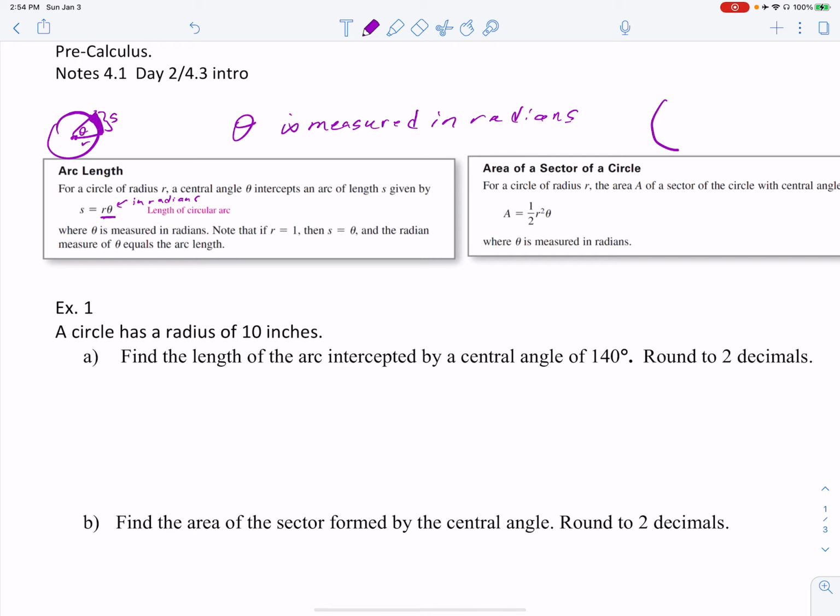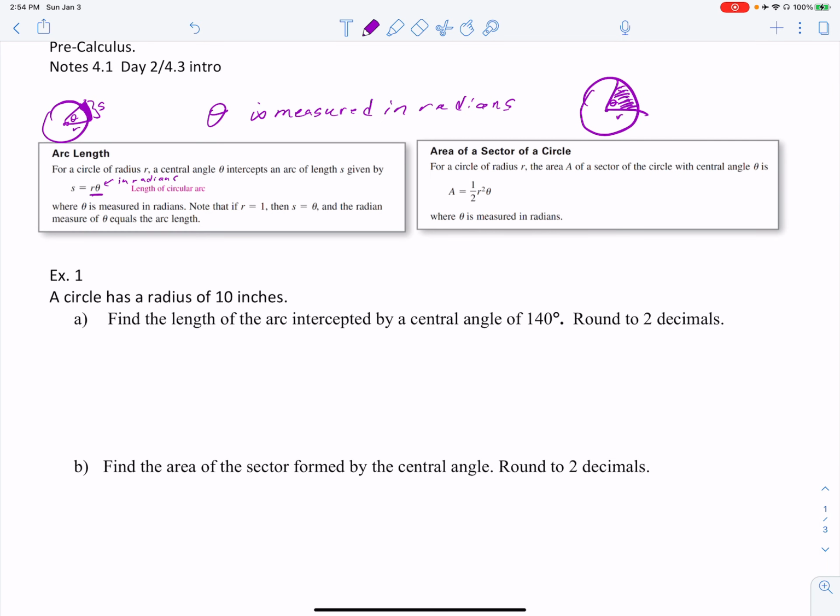Versus the area of a sector of a circle, where you have theta and you have a radius. The area is the square units it takes to fill up that piece, with the same units that the radius is in. For this formula to work, theta must be in radians, and it's 1/2 the radius squared times theta. So theta being measured in radians is an important piece of this.